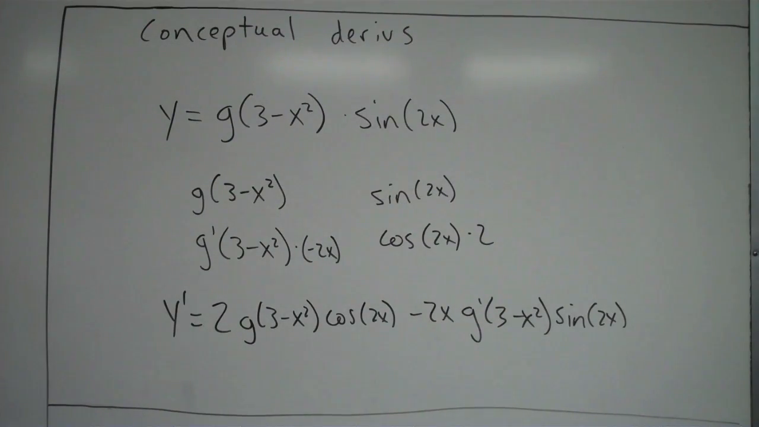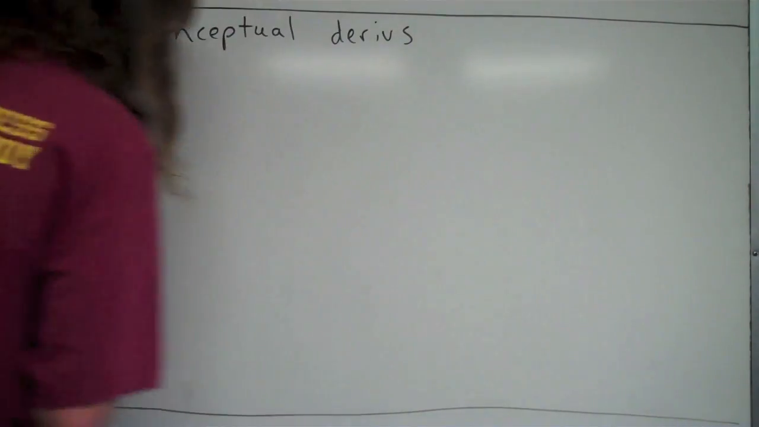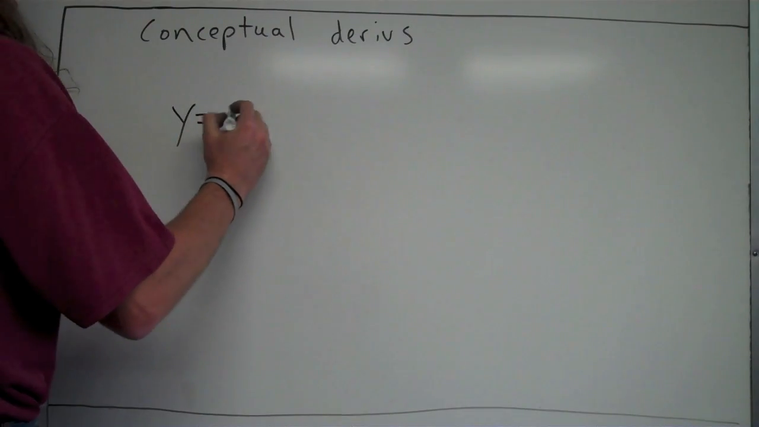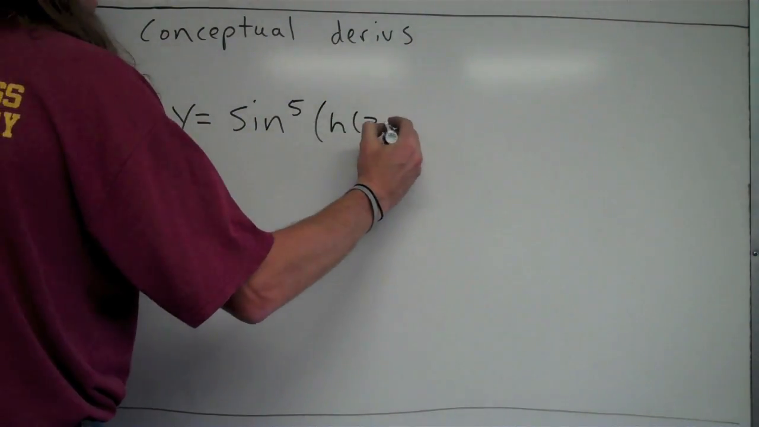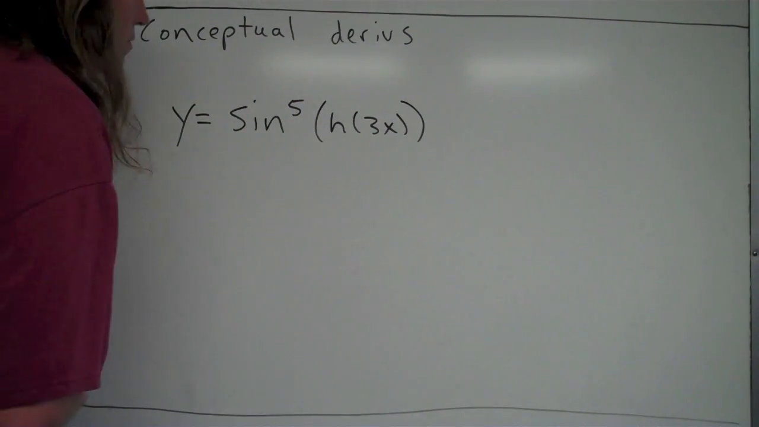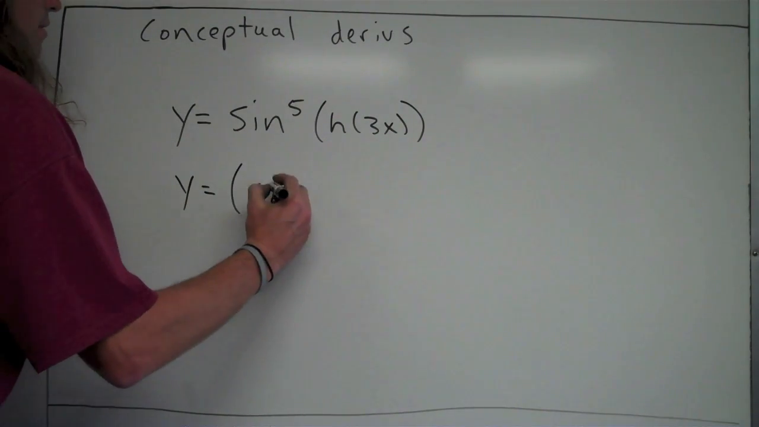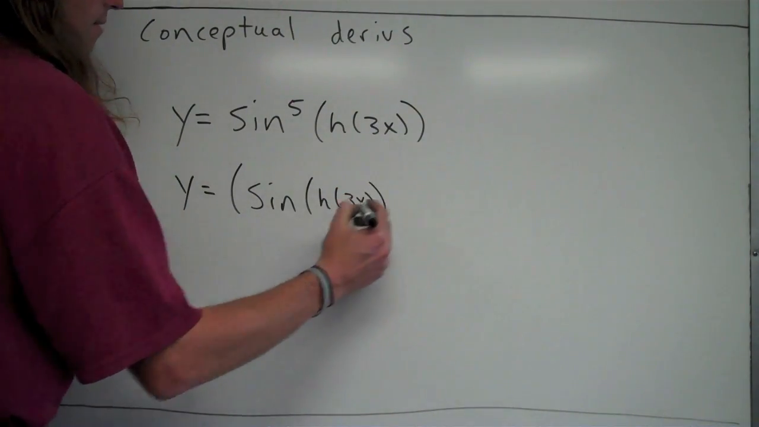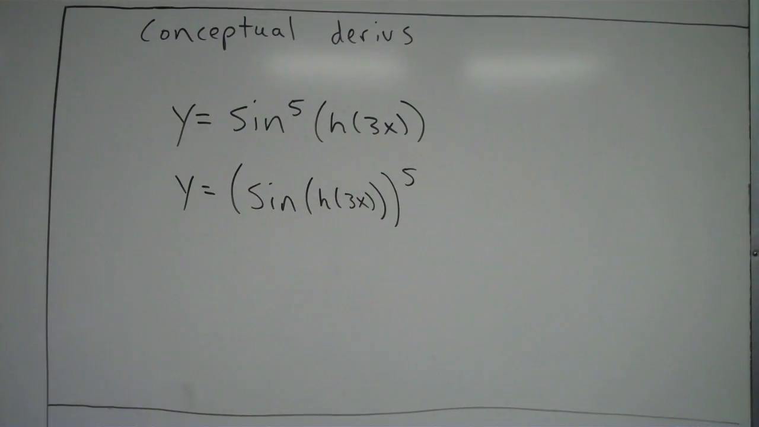Now, we could also do something like this. Let me just do one more example here. Say you had y is equal to, say, sine to the 5th of h of 3x. Something like that. For this one, I'd recommend starting with y is equal to, and put some parentheses around the whole thing, to the 5th. It's the same thing, I just think it's easier to work with this way.